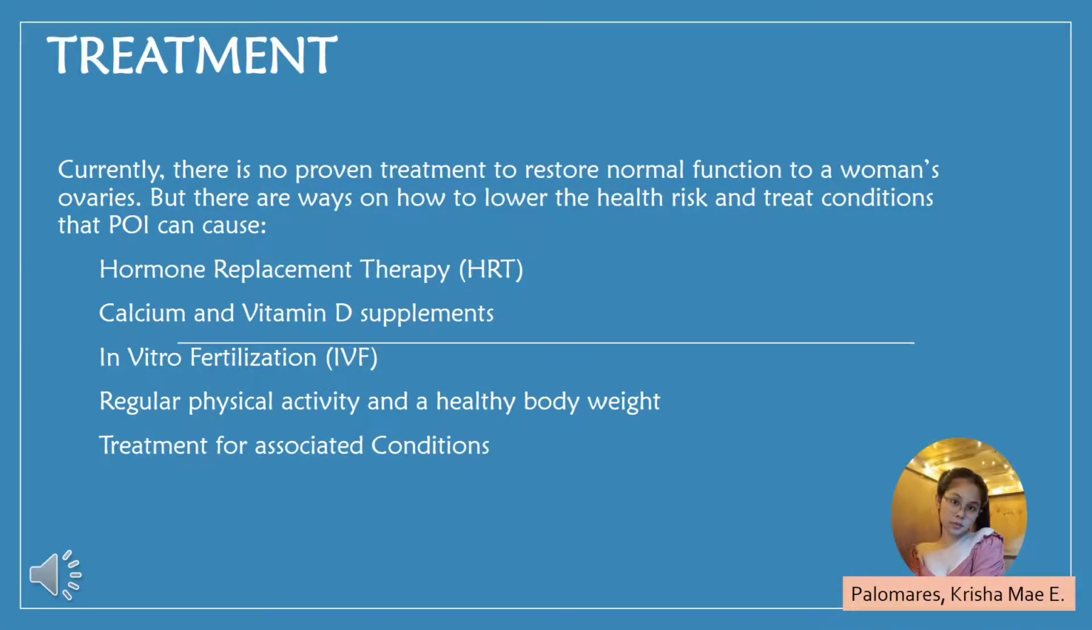Currently, there is no proven treatment to restore normal function to a woman's ovaries, but there are ways to lower the risk and treat conditions that primary ovarian insufficiency can cause. Some of these are hormone replacement therapy, calcium and vitamin D supplements, in vitro fertilization, regular physical activity and healthy body weight, and treatment for associated conditions.